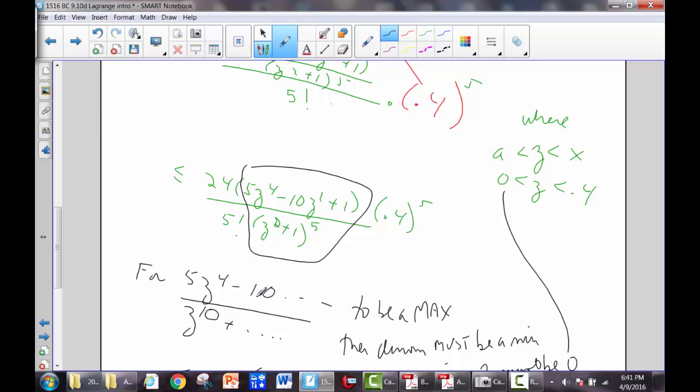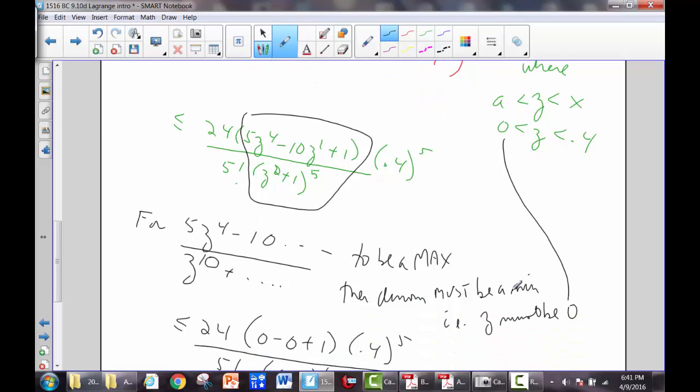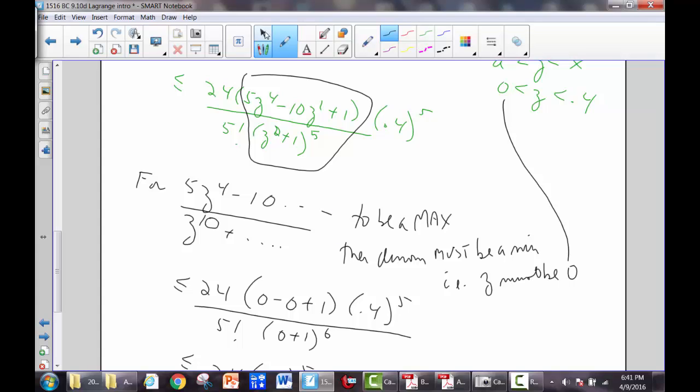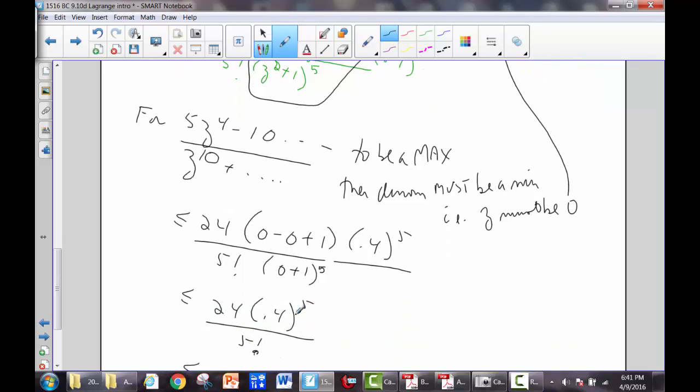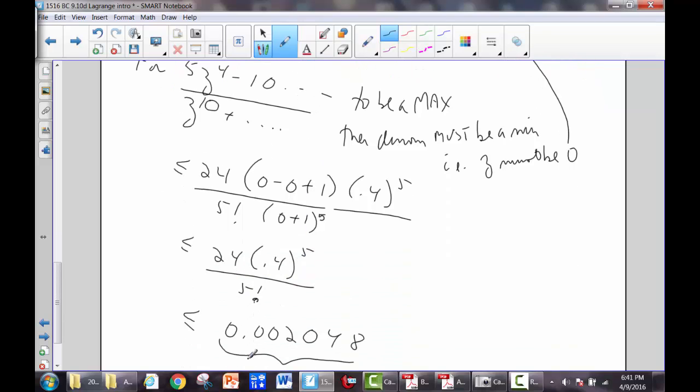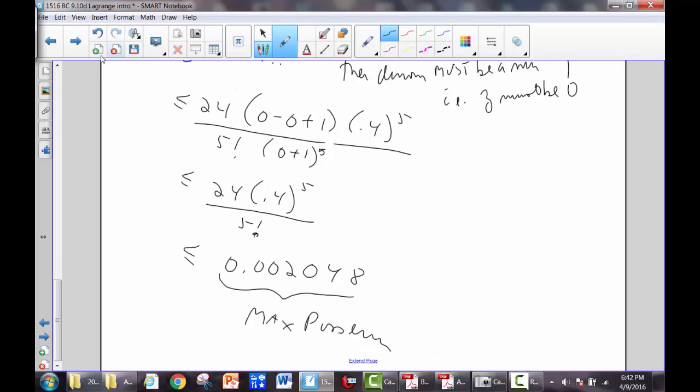So in order for that to be a maximum value, the denominator's got to be a minimum, and that's going to happen when your z is 0. So what you're going to do is replace, sorry, that should be to the fifth. So we're going to replace all these z's by zeros and simplify that expression, and that'll give us 0.002048, and that's the maximum possible error.